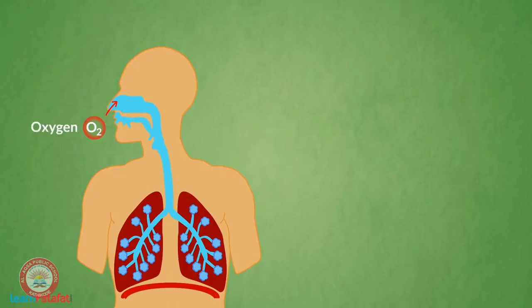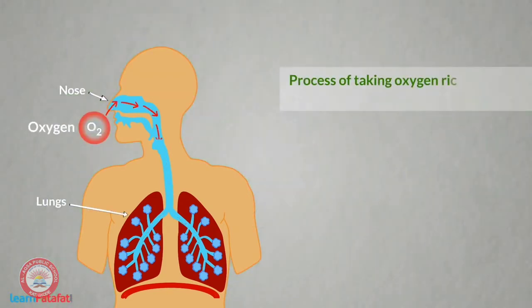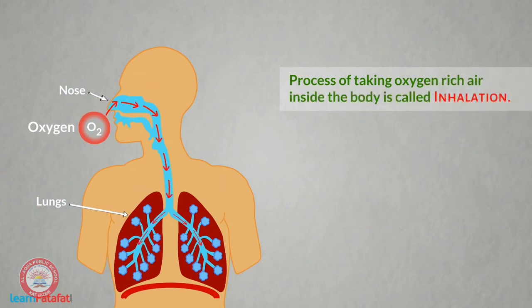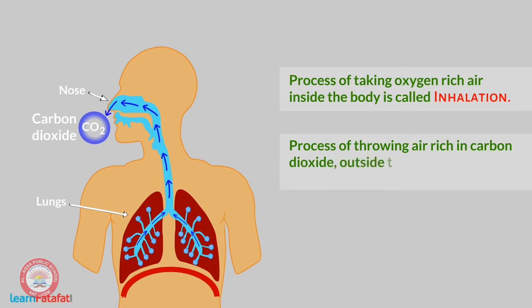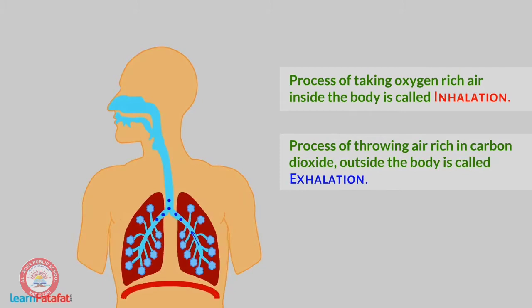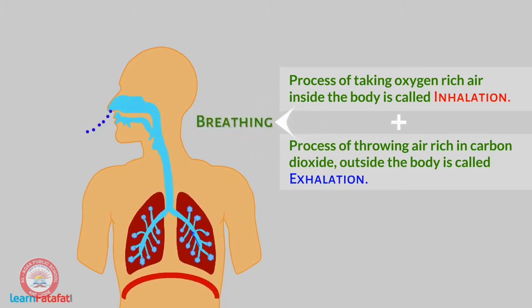Dear children, as we saw in the last class, we need oxygen to produce energy for performing different functions in our body. The process of taking oxygen-rich air inside the body is called inhalation, and the process of giving out air which is rich in carbon dioxide is called exhalation. Together, inhalation and exhalation is called breathing.